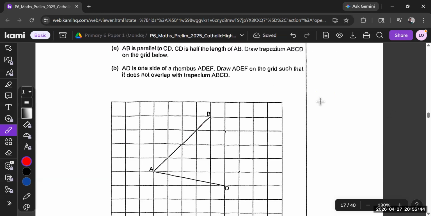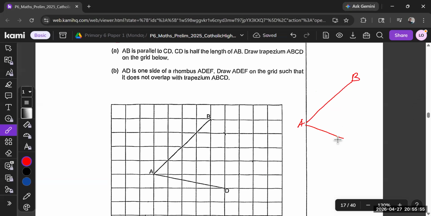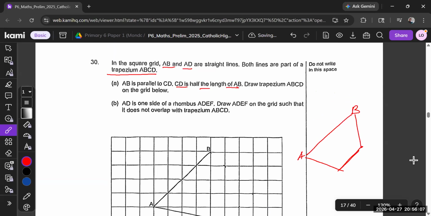You don't know how to draw? You need to draw a sketch because that will help you to do it faster. And any mistake, you erase on the sketch. Okay, then AB is parallel to CD and CD is half AB. So I think like that. Okay, is it like that? Trapezium, right? Okay, let's double check.